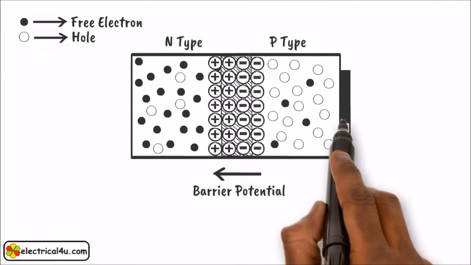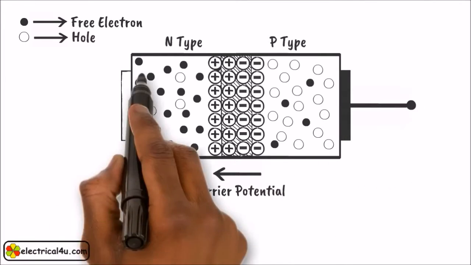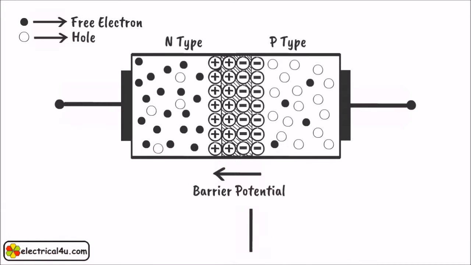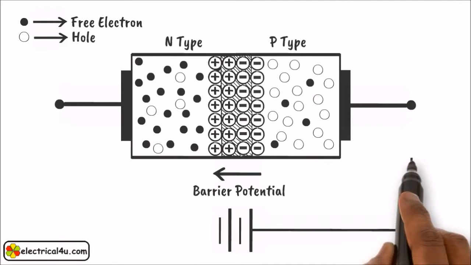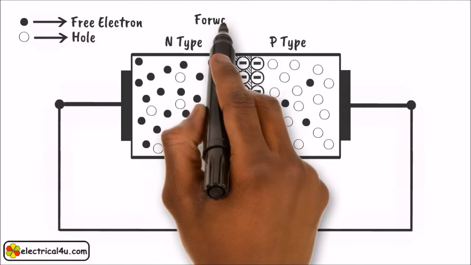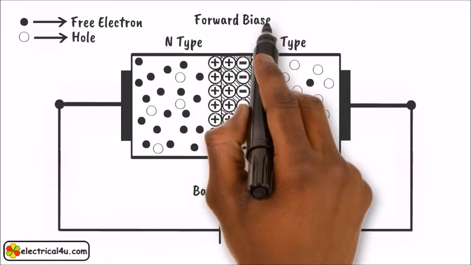Now, we connect leads to the ends of each material. We made the basic PN junction diode. Now, we connect the positive terminal of the voltage source to the lead connected to the P-type side, and we connect the negative terminal of the voltage source to the lead connected to the N-type side. In this condition, the diode is said to be in forward bias condition.